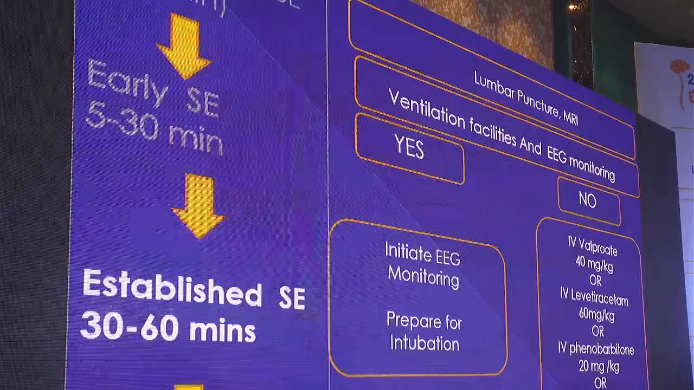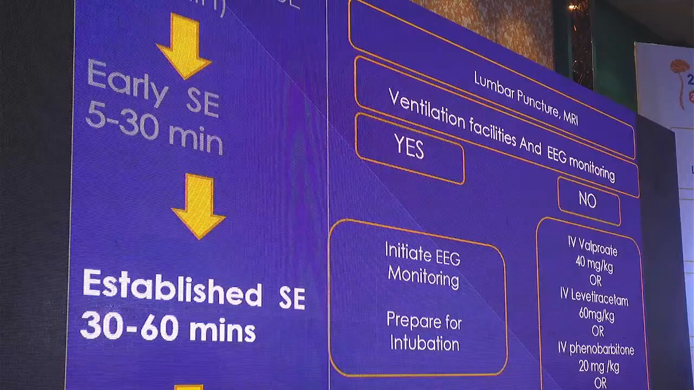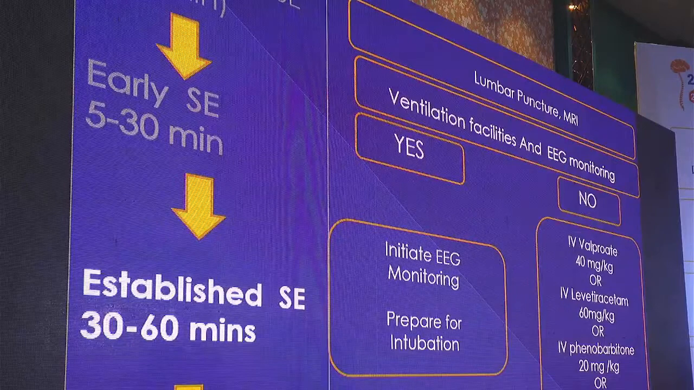So again, in step 2, if you don't have facilities for ventilation or EEG monitoring, then you can go ahead and give the second line drug, which can be any of these 3. And if then after that, get ready to shift to a higher center. In some places where there is facility for monitoring and an ICU setup, there is an option to look at using anesthetic agents right away. That's right after phenytoin. This is debatable.